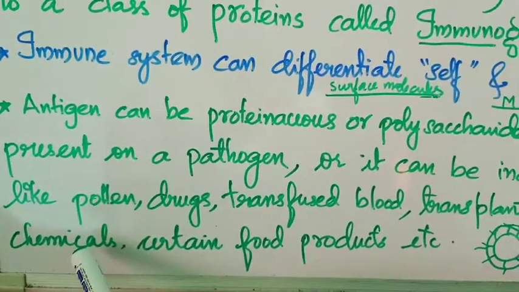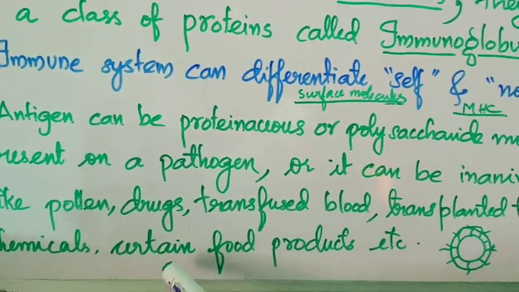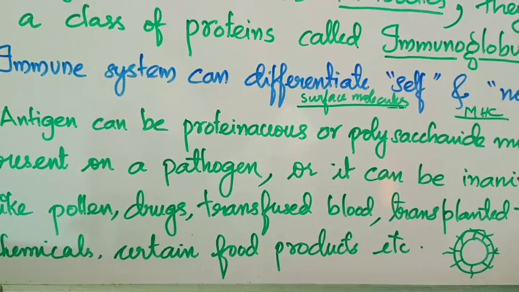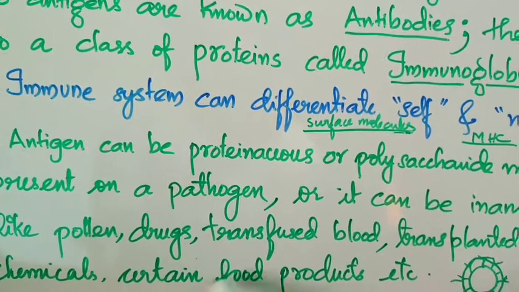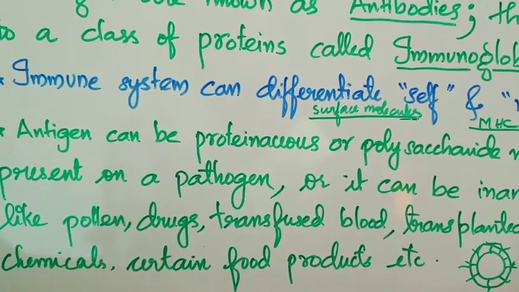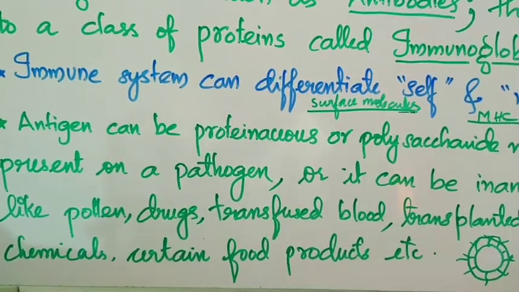Sometimes it can be certain chemicals and also some food particles. Many of you are allergic to certain food particles. That also is because that food particle triggers some kind of immune response in our body. So they are also antigens.